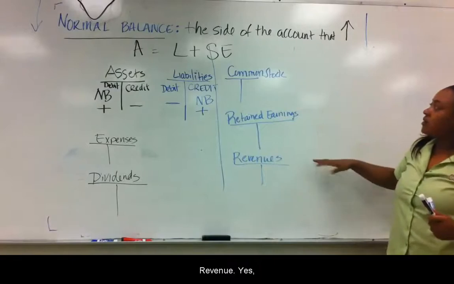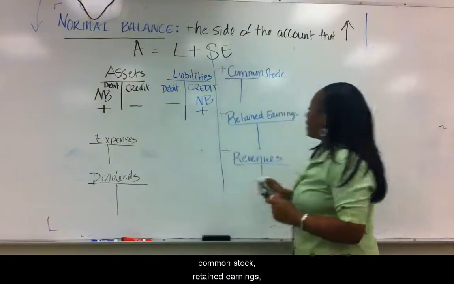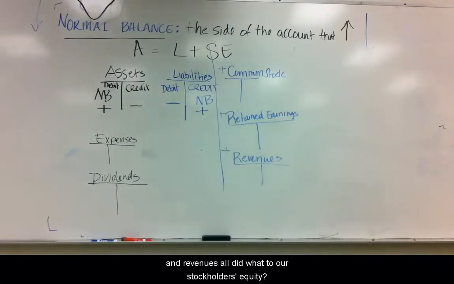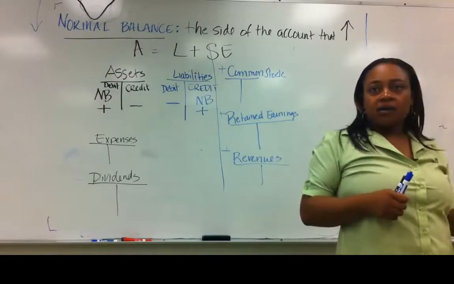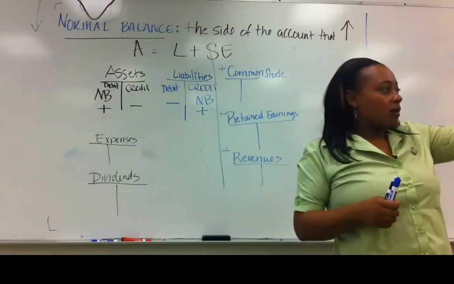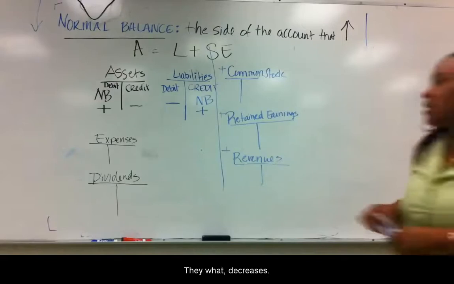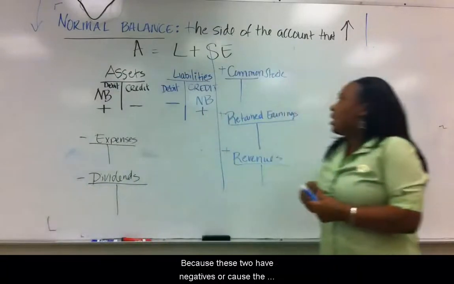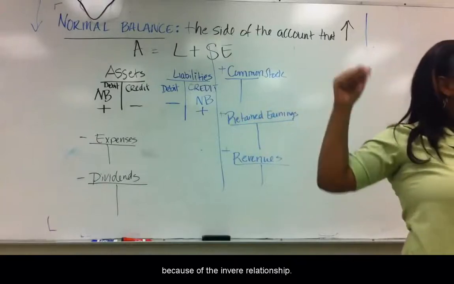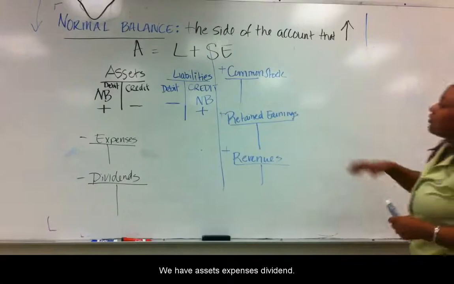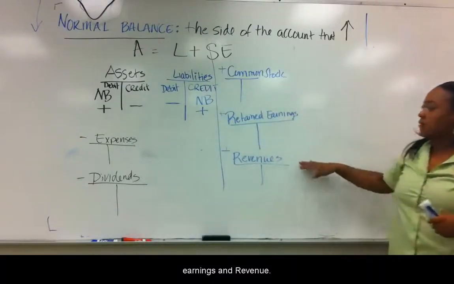Now, common stock, retained earnings, revenues, yeah, that's a part of the stockholders' equity. Now, if we remember from Chapter 1, common stock, retained earnings, and revenues all did what to our stockholders' equity? It increased it. It made it go up, right? So when it went up, it caused my right side to go up. Now on the flip side, expenses and dividends, what did they do to my stockholders' equity? They decreased it, made it go down. So there was like an inverse relationship. So because these two cause our stockholders' equity to decrease, we actually put them on the opposite side because of that inverse relationship. So we have assets, expenses, dividends on the left side, liabilities, common stock, retained earnings, and revenues on the right.